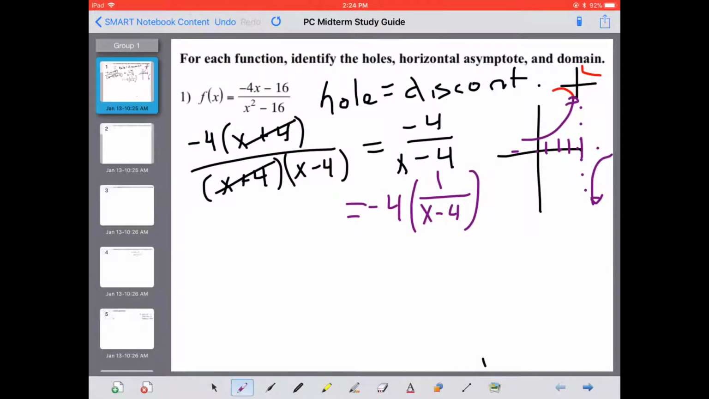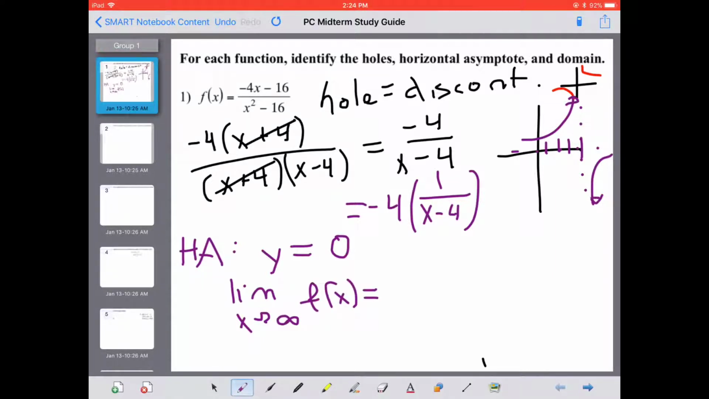Alright, so we have to find the holes, horizontal asymptotes, and domain. Let's start with our horizontal asymptote since we already were talking about it. That's my abbreviation. We're tempted to write it as just y equals, and in this case it was 0. But we really should write it as a limit: the limit as x goes to positive infinity, our function goes to 0, and the limit as x goes to negative infinity, our function goes to 0.